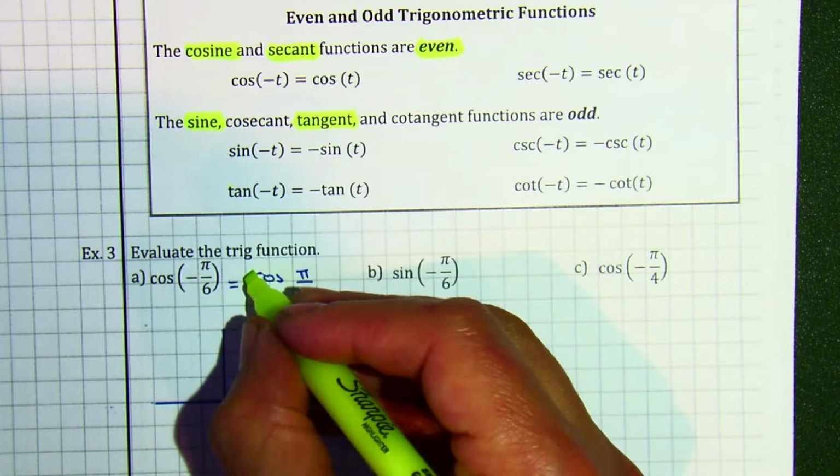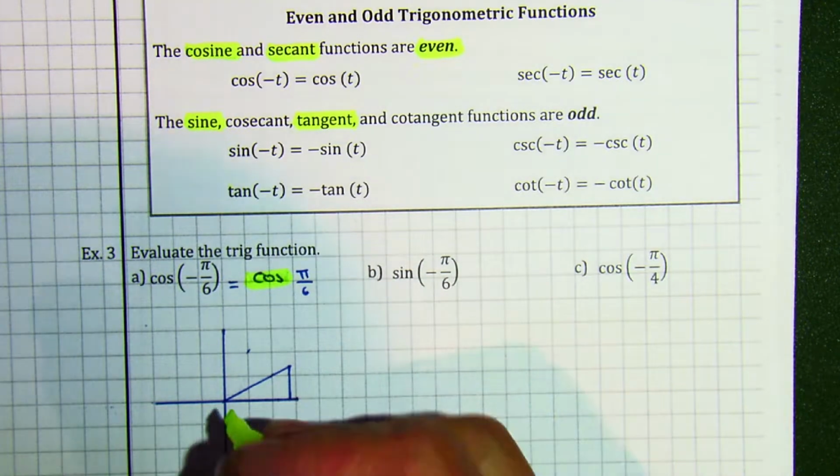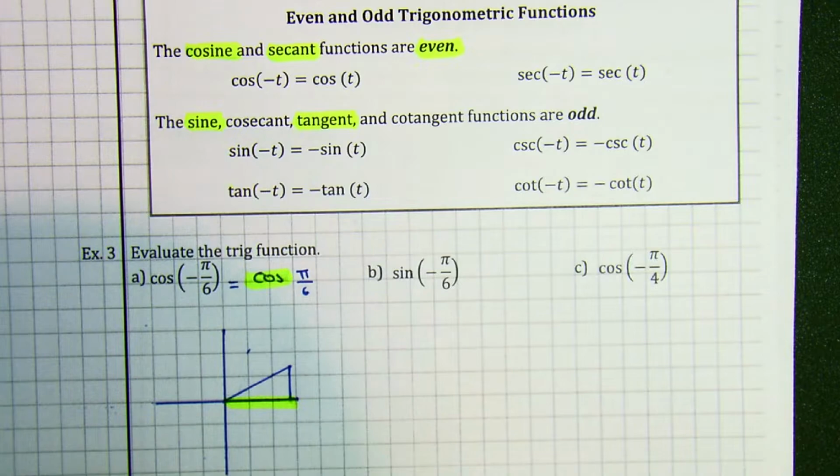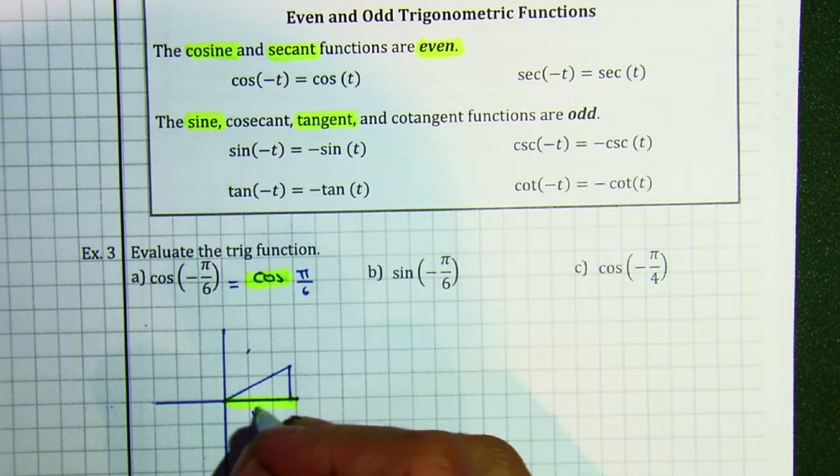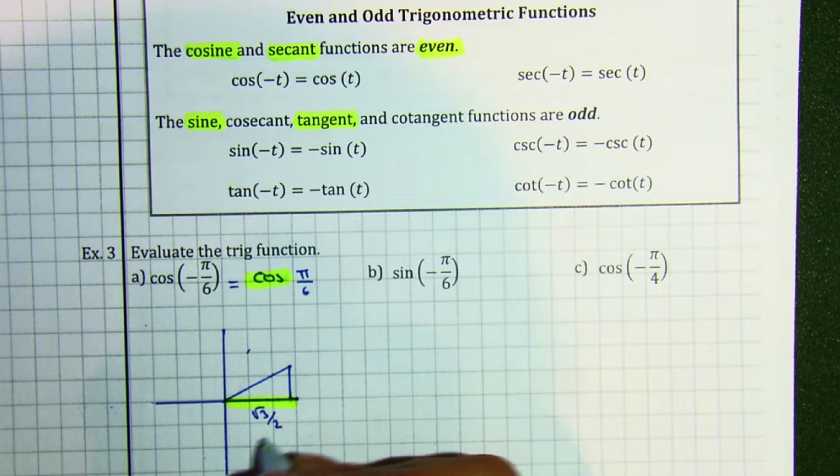And cosine, is that your x or your y? Cosine is your x value. And is that your longer side or your shorter side? That'll be my longer side, so it'll be the square root of 3 over 2.